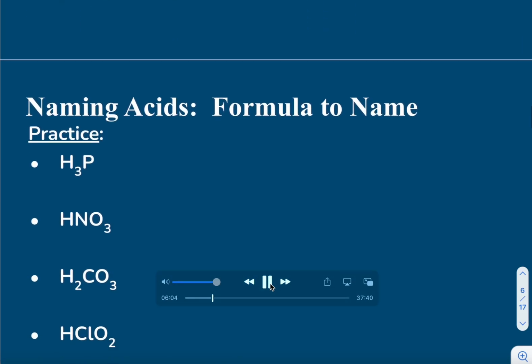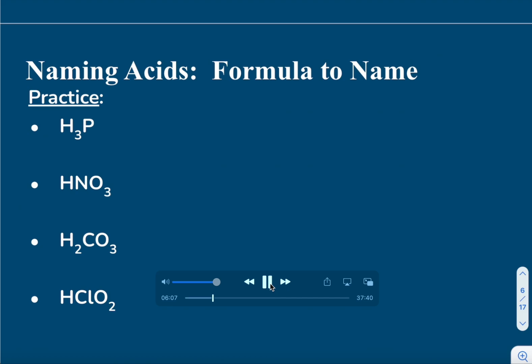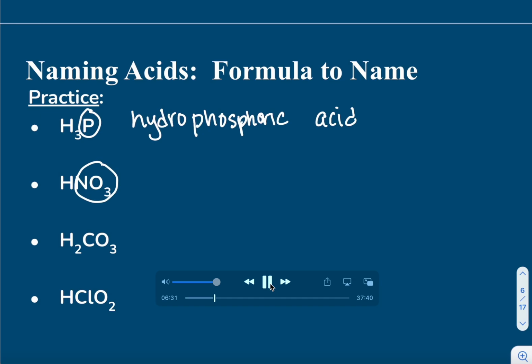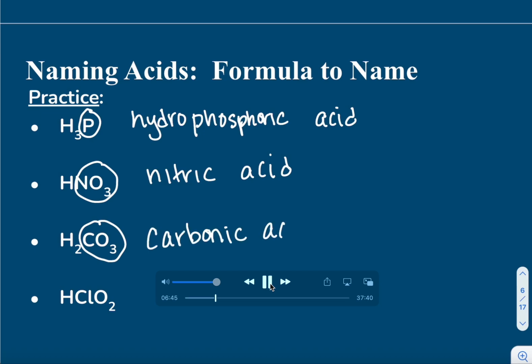So here's some practice. If you want to pause the video and give this a shot and then come back and check your answers. So here we have just the P, so we know that's going to be hydro. Phosphorus will become hydrophosphoric acid. NO3 is nitrate, that's the polyatomic, so this is nitric acid.